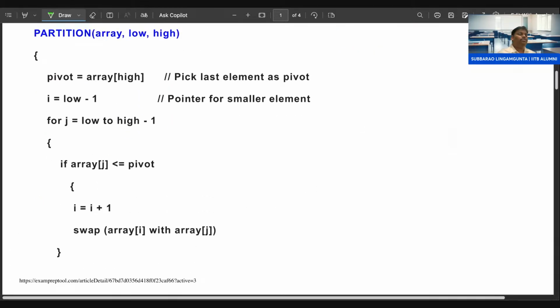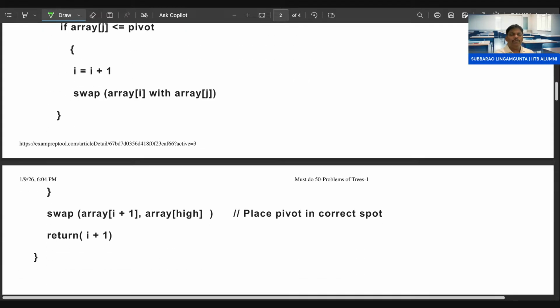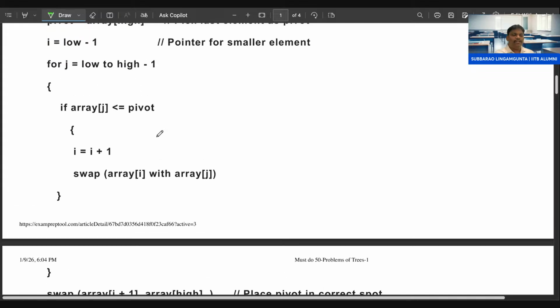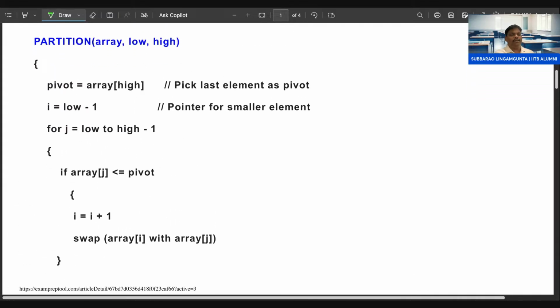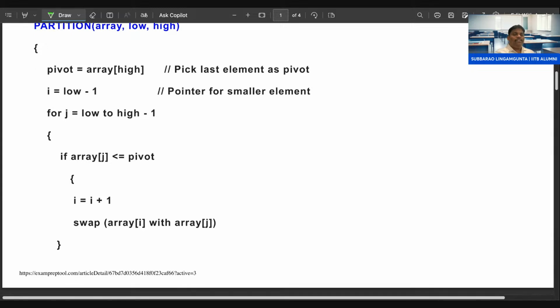Now go to the partition algorithm. Everyone try to understand. Many partition algorithms are possible, and I have just written one form of the partition algorithm. Many ways are available, don't worry. But here, see this one. Pick the last element as the pivot. You can take any element as the pivot, no problem. Pick the last element as the pivot.